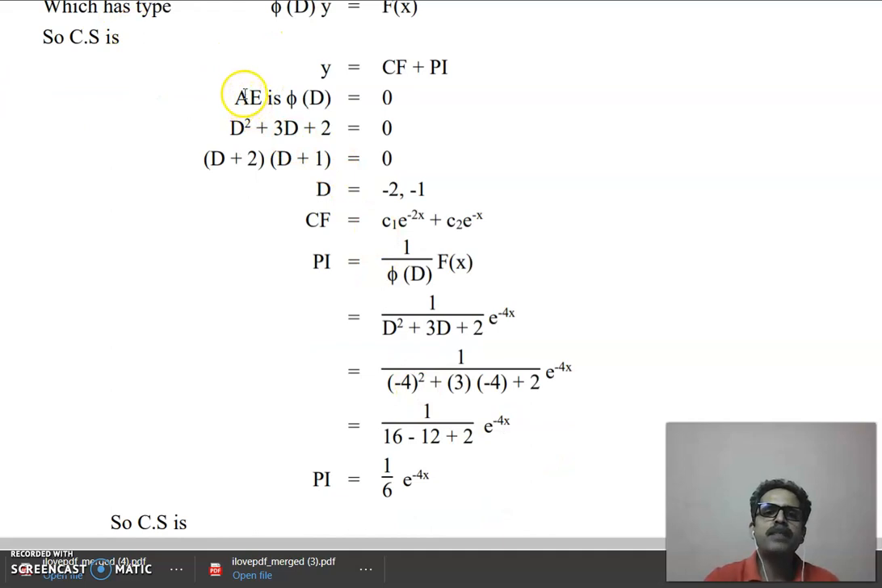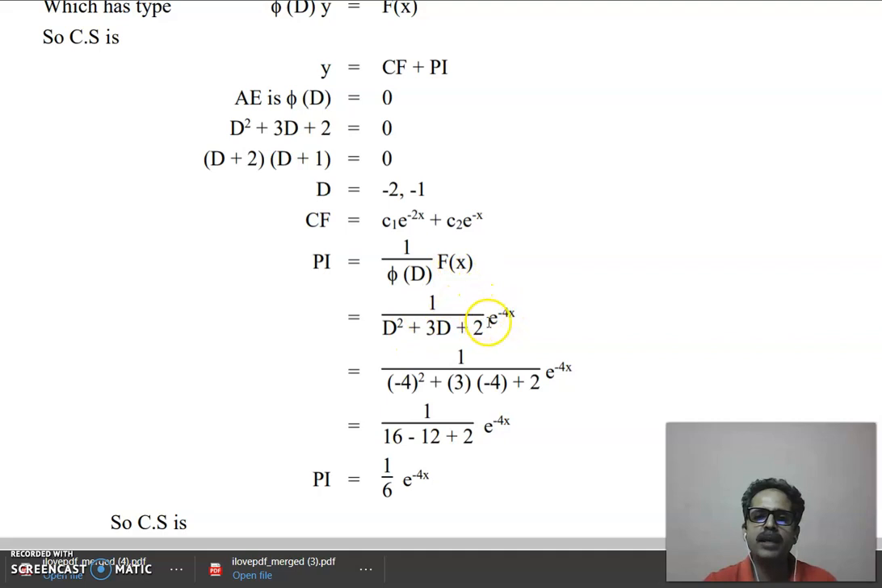Let's find CF first. To find CF, first we have to write the AE. AE is phi(d) equals 0. That is, d square plus 2d plus 2 equals 0. Factorize this quadratic equation and find two numbers whose product is 2 and sum is 3, and such numbers are 2 and 1. So the factors become (d plus 2)(d plus 1). From them the roots become minus 2, minus 1. Both are real and distinct, so we write CF. This is the formula for PI. We put the value of phi(d) and the value of f(x).